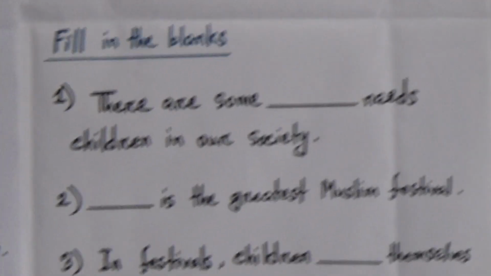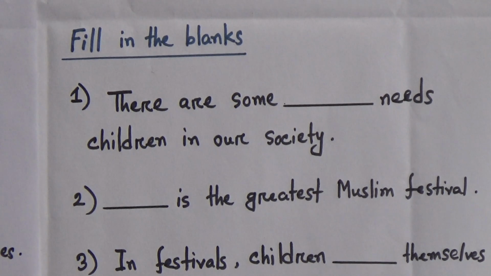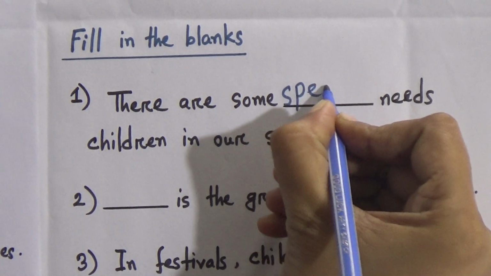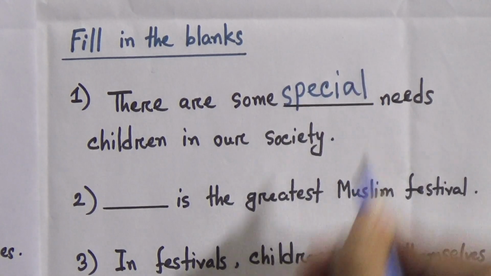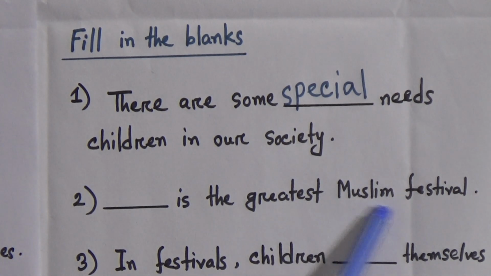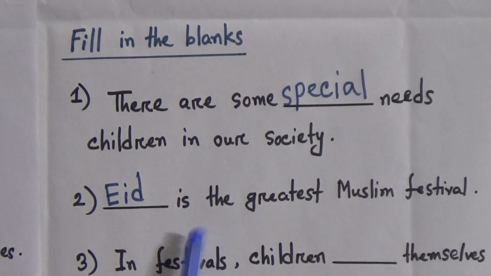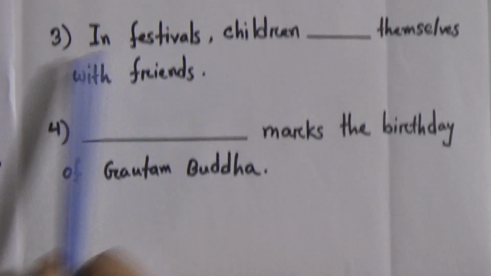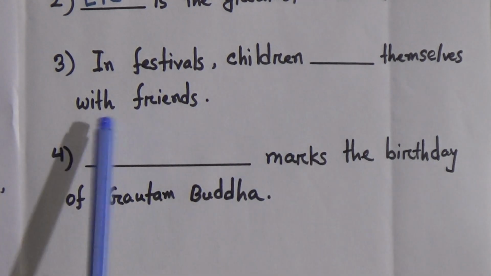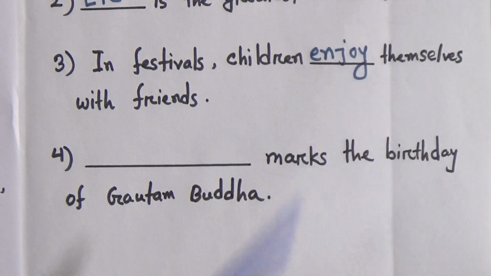Number 1, there are some dash needs children in our society. Student, we know that there are some special needs children in our society. Special is SPECIAL. So there are some special needs children in our society. Dash is the greatest Muslim festival. We know that Eid is the greatest Muslim festival, EID. In festivals, number 3, in festivals children dash themselves with friends. We know that in the blank we can write, in festivals children enjoy, ENJOY, enjoy themselves with friends.